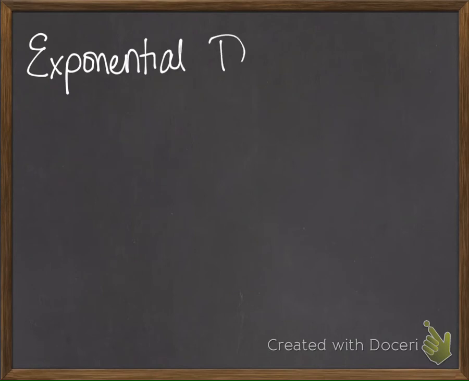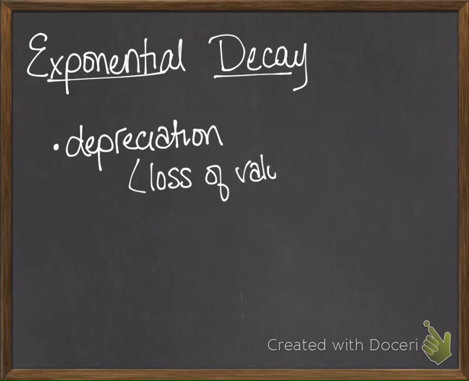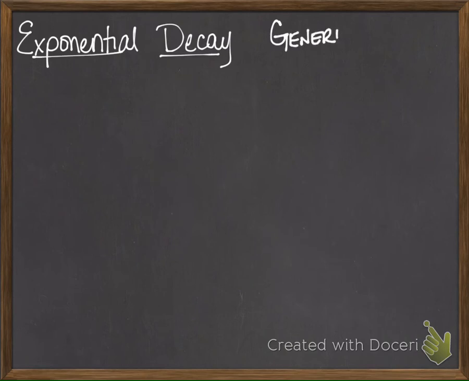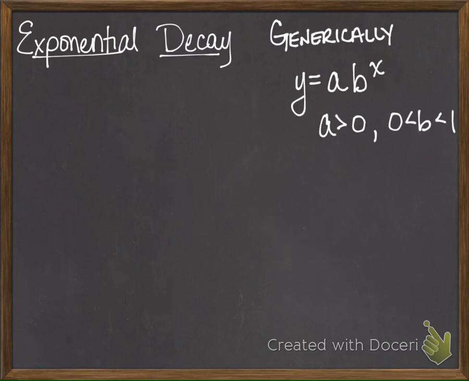Moving on to growth, moving on to decay. Exponential decay, things like depreciation. They tell you that your car loses value the second you drive it off the lot. That loss of value is depreciation. Radioactive decay, half-life of things, carbon dating, that all falls into this category. So our generic model for that is y equals a times b to the x, that exponential function formula we've seen before, where a is greater than 0, and 0 is less than b, which is less than 1. So b is between 0 and 1. It's going to be a fractional value. It's going to be a decimal.